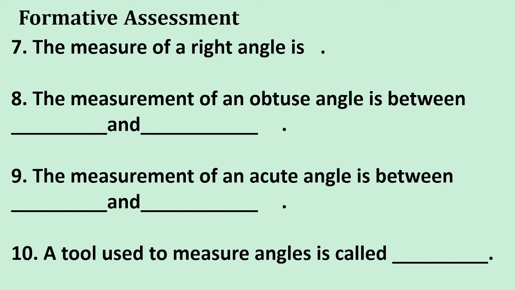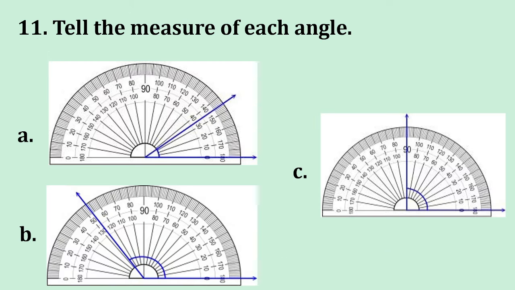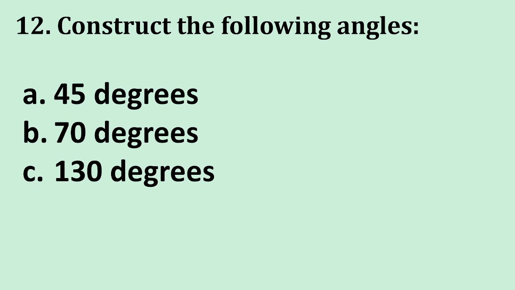Number 7. The measure of a right angle is blank. Number 8. The measurement of an obtuse angle is between blank and blank. Number 9. The measurement of an acute angle is between blank and blank. Number 10. A tool used to measure angles is called blank. Number 11. Tell the measure of each angle. And number 12. Construct the following angles: A, 45 degrees, B, 70 degrees, and C, 130 degrees.